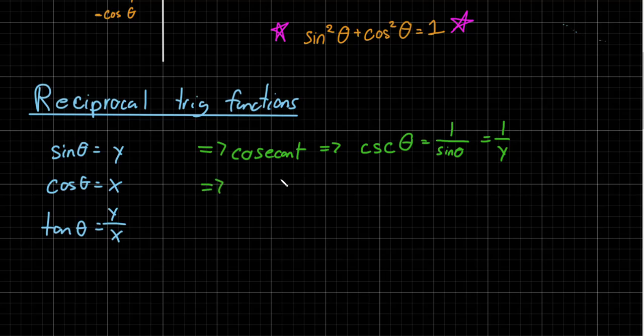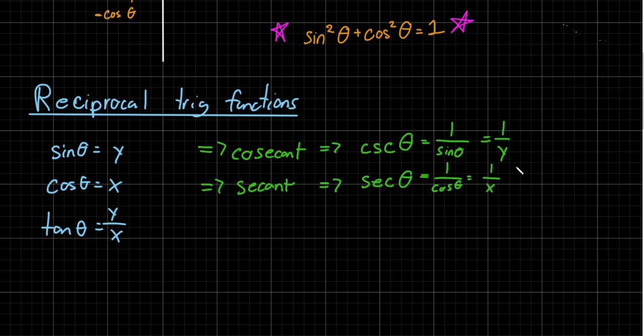Now, the next one we have is secant. And we shorten this down to SEC of theta. And what do you think that's going to equal? What do we think secant is going to equal if it's the reciprocal of cosine? Yep, 1 over cosine. And then Wenzel, cosine equals what? Yep, x. So secant equals 1 over x.